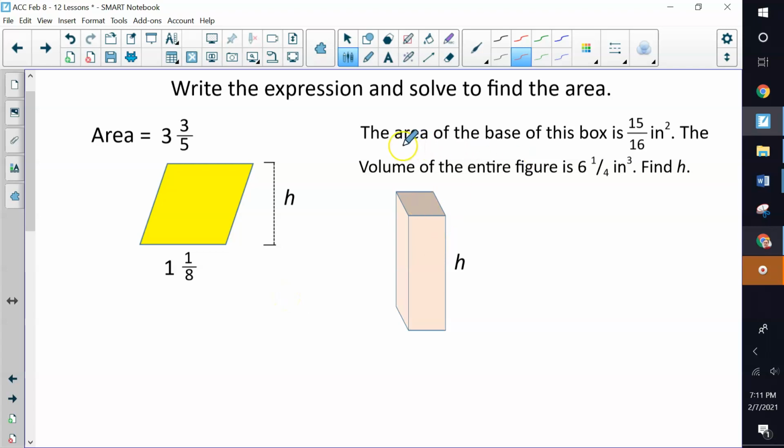And same thing here, the area of the base, in other words, this base area right here is 15/16. The entire volume is 6 1/4 cubic inches. What would the height be? So I want you to think about the volume equals, if we took the area of the base times the height, we would know the volume. But we know the volume, we know the base area. Let's find the height. I think our warm-up will help with this. All right, go ahead and pause and take some time to work these out. Unpause when you're ready to go over the answers.